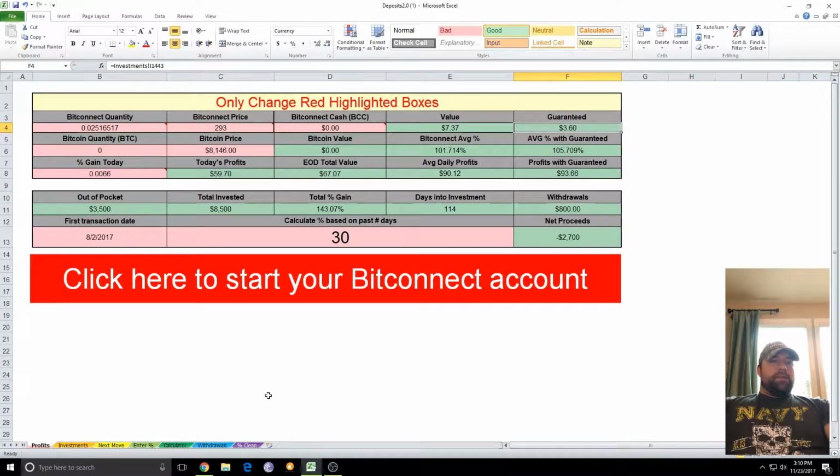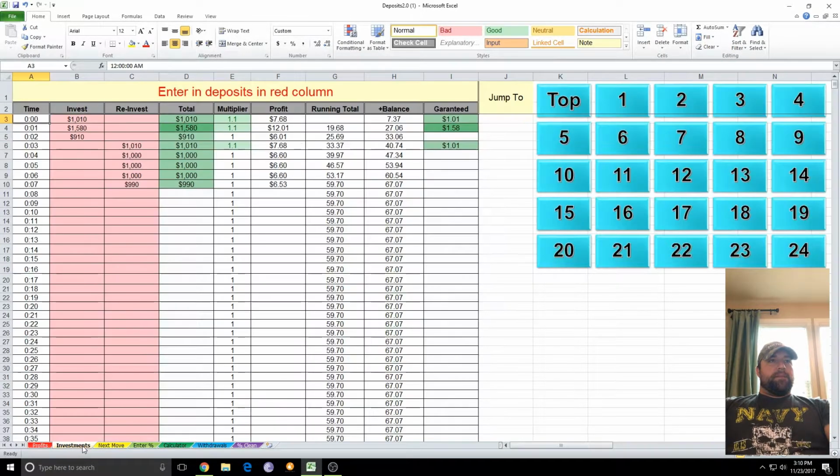So what you're going to do initially is set up your investments in here. Initially I put $3,500 in, and then I have reinvested this much money. I have 3 investments over $1,000, so I do get a multiplier of 1.1 times those. So I am guaranteed this much, even if it's a 0% day, every day.